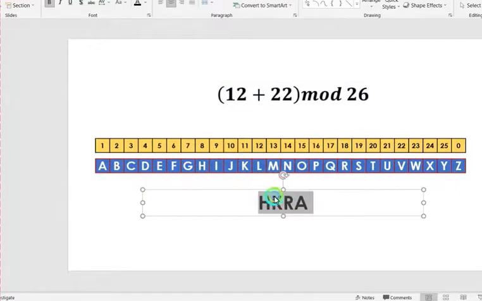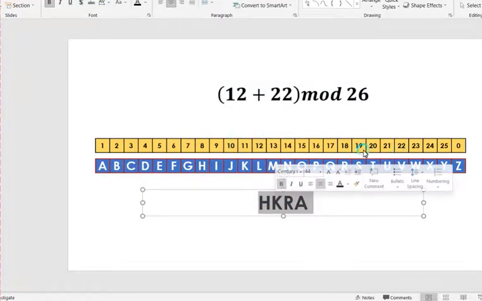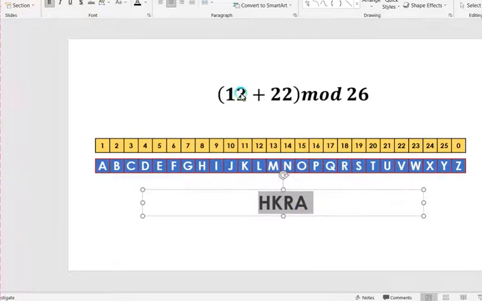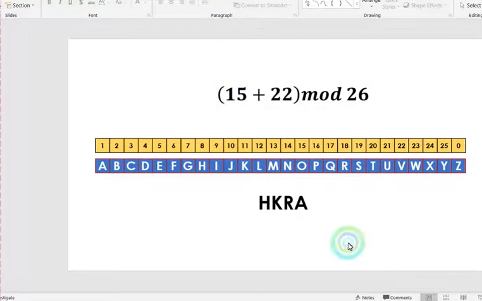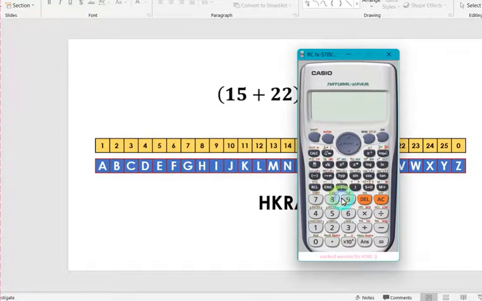Another one, for letter O. Letter O is 15. 15 plus 22 is 37, divided by 26. So 37 minus 26 is 11. So 11 is K. We take the remainder when we divide. So we also have letter V. Letter V is 22 plus 22, that is 44. So if we subtract 44 minus 26.